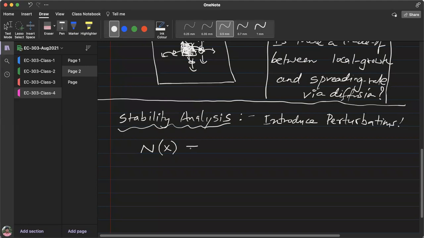So let's say n of x, the value of population density at x, we start with the equilibrium value n star. And then what do we do? We introduce a perturbation. Here is the thing, in the mean field model. By the way, just to be clear, if somebody hasn't watched the previous lecture, when I say mean field model, I mean models that ignore space, like the simple ordinary differential equation models, where we only look at the average values, where we ignore the entire space.